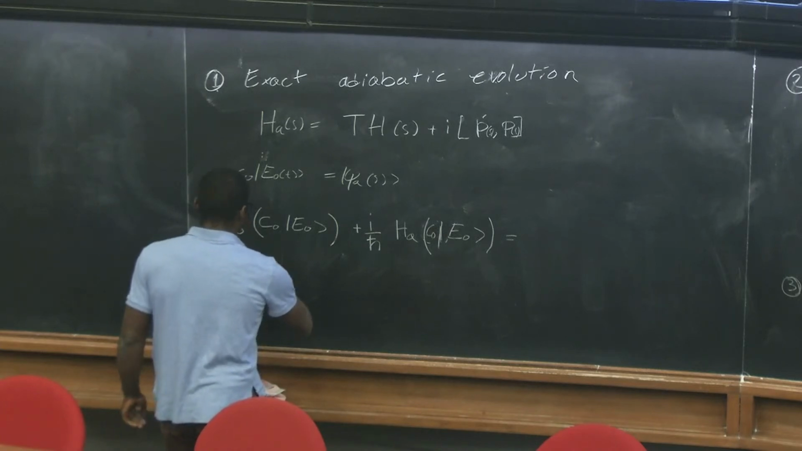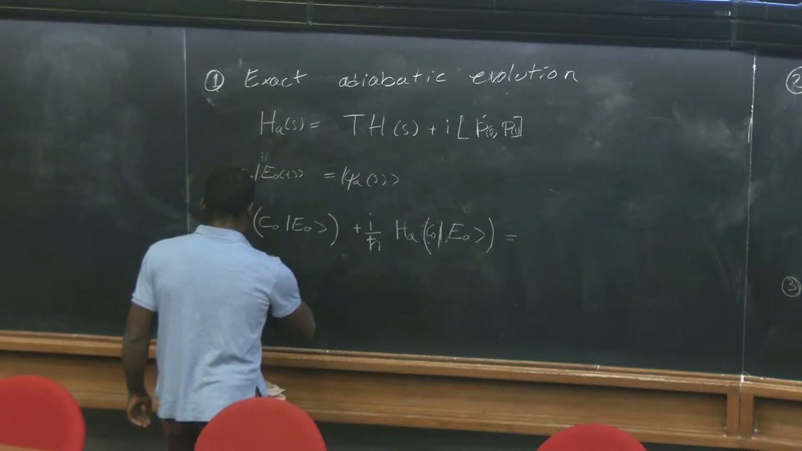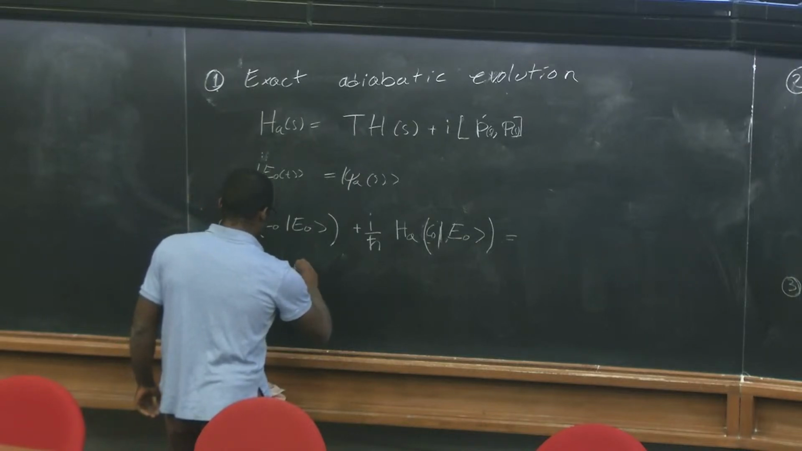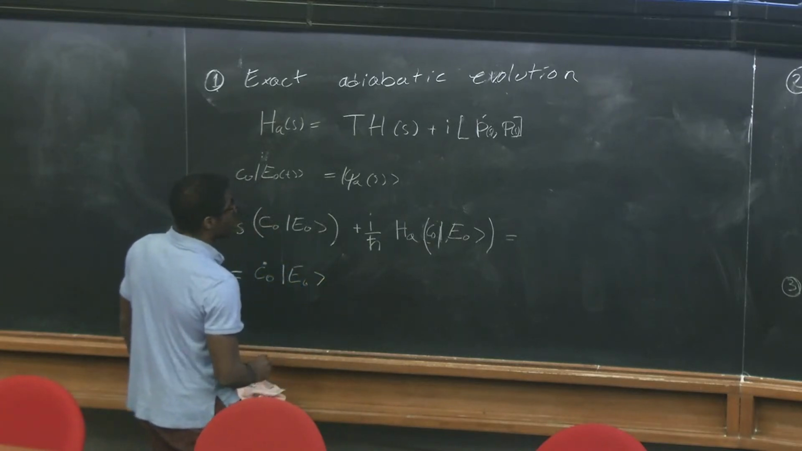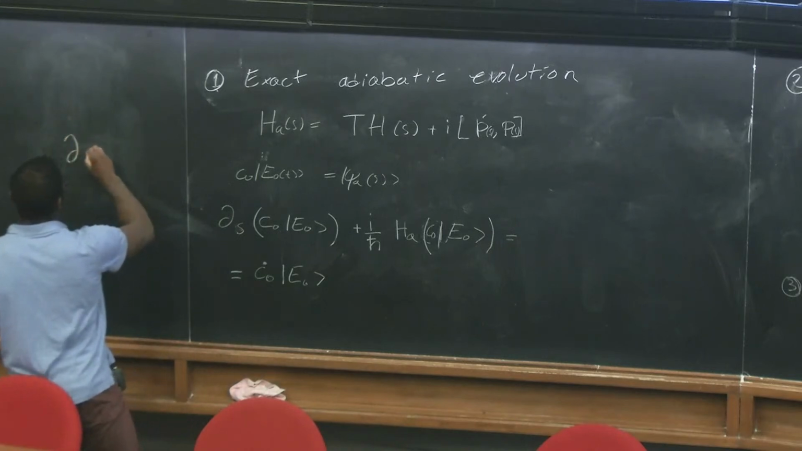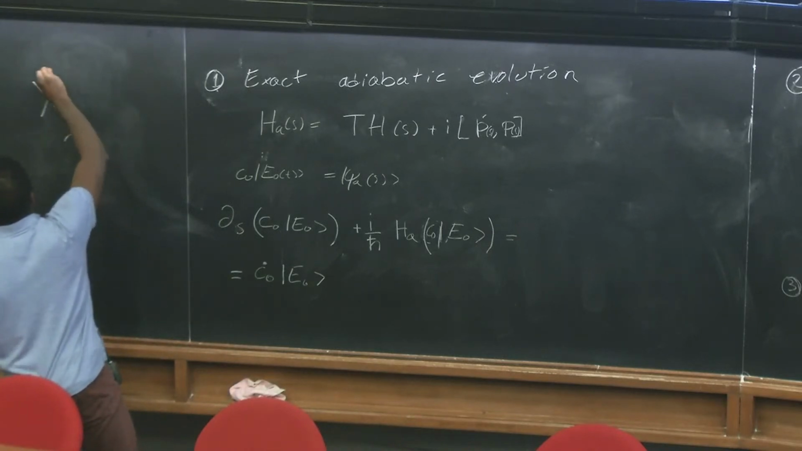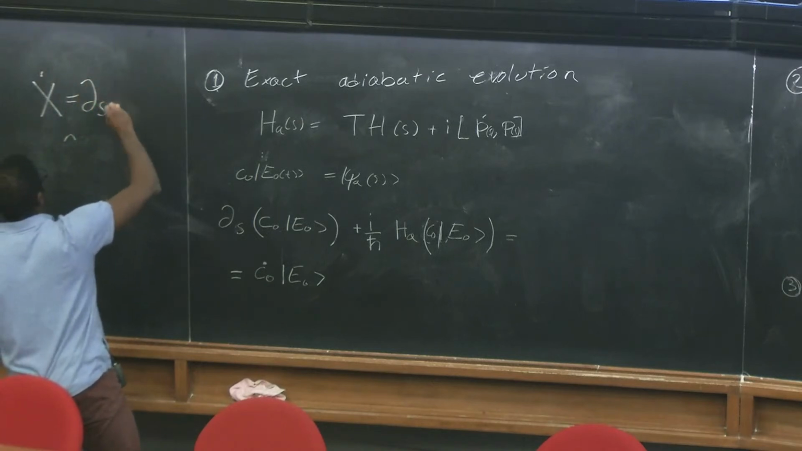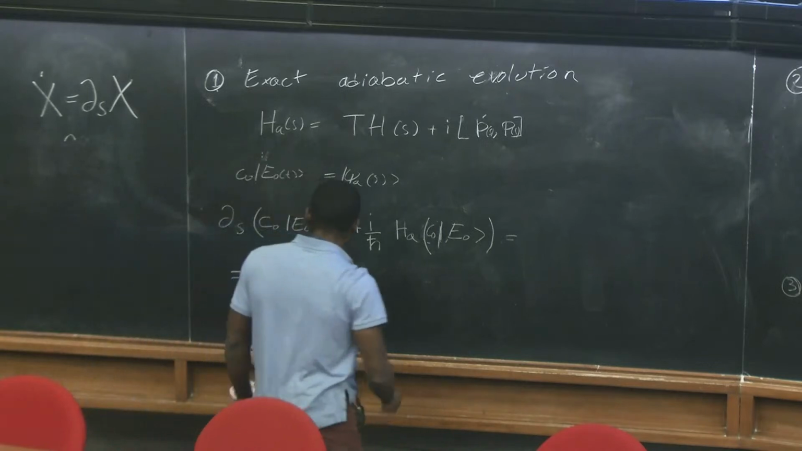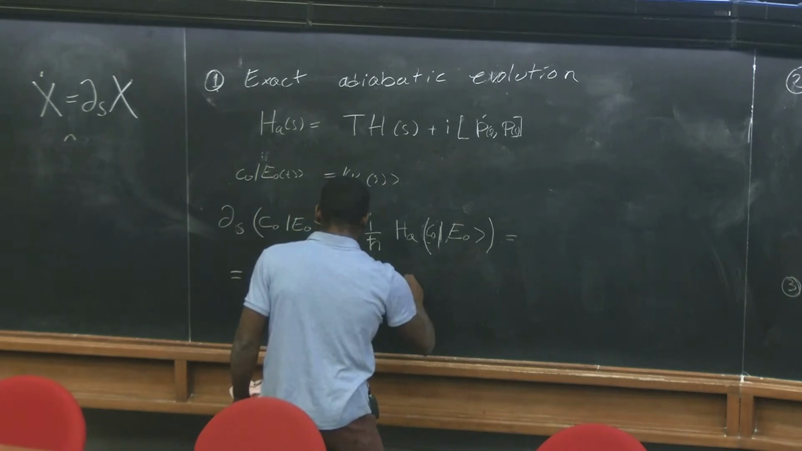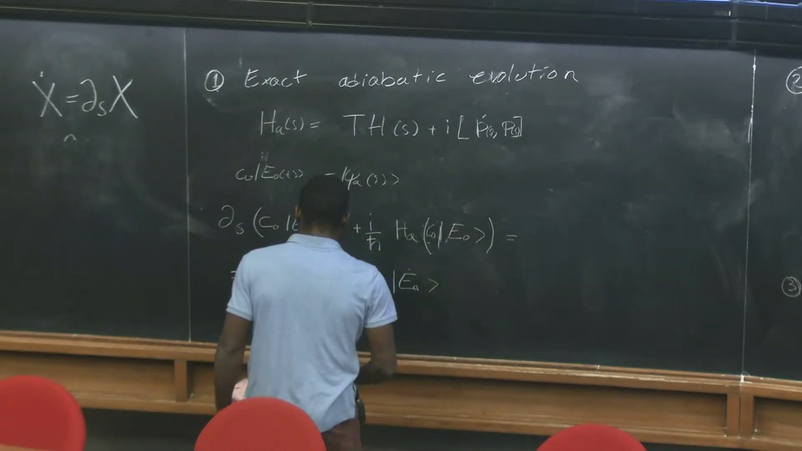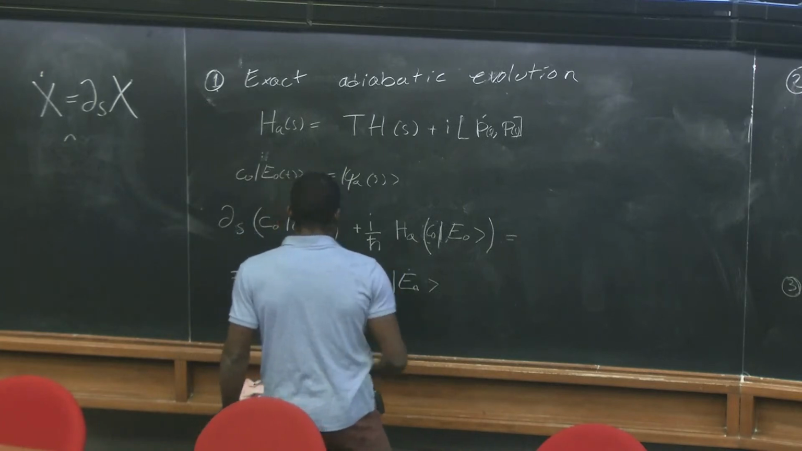So the first part is going to be here. Since there are going to be a few derivatives, I'm going to use the notation x dot equal ds of x. Okay, and this is going to be the first part.